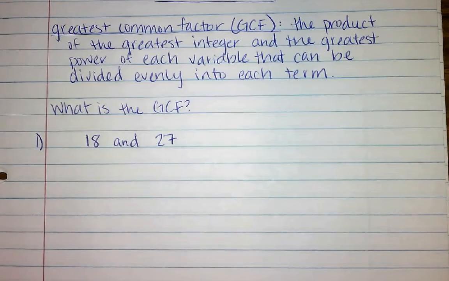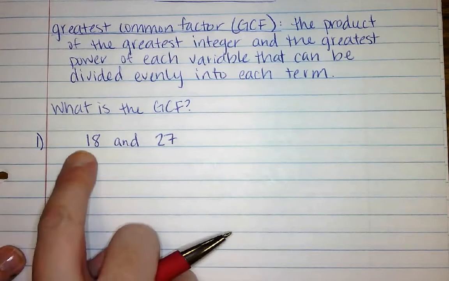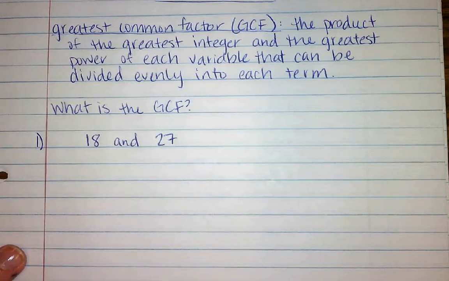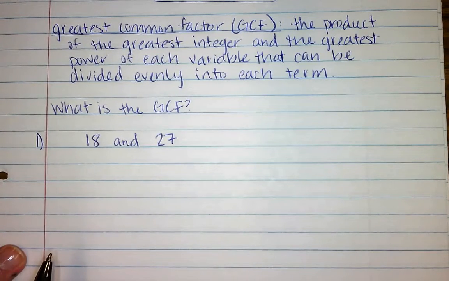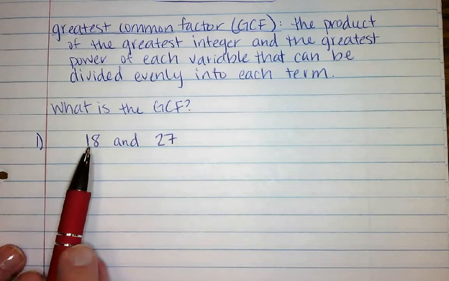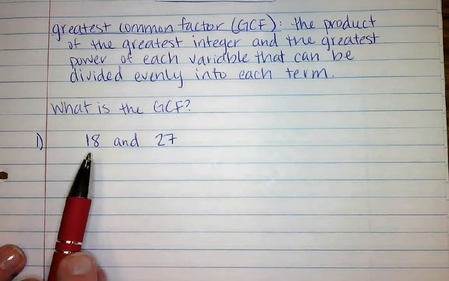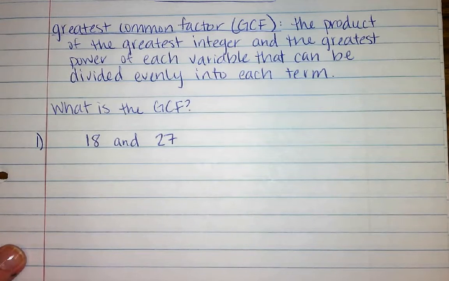So you have to think about the different factors of each term here, and we want to find the biggest one that they have in common. So y'all, what is the biggest number that will divide evenly into 18 and 27? Anyone help me out? 9. Okay? So 9 will divide evenly into both 18 and 27.